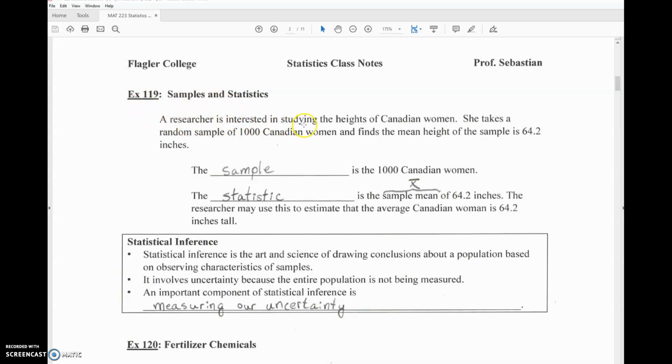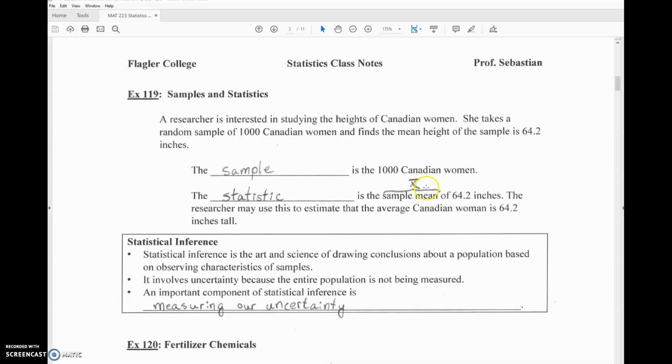A researcher is interested in studying the heights of Canadian women. She takes a random sample of 1,000 Canadian women and finds the mean height of the sample is 64.2 inches. So the population she is studying is all Canadian women, but the sample is the 1,000 Canadian women that she actually measures their height of. And the statistic is the sample mean, where she gets 64.2 inches.